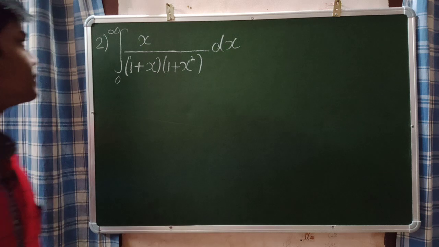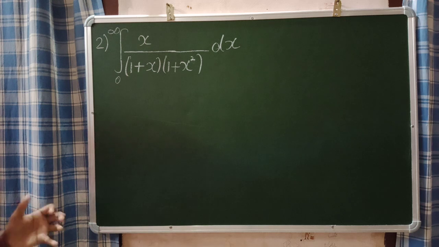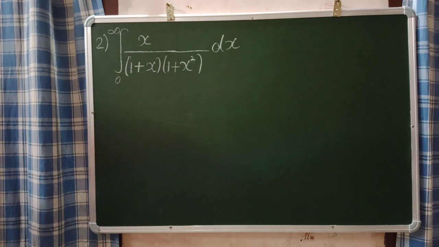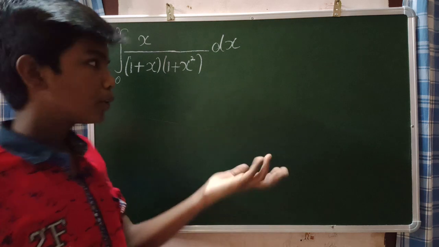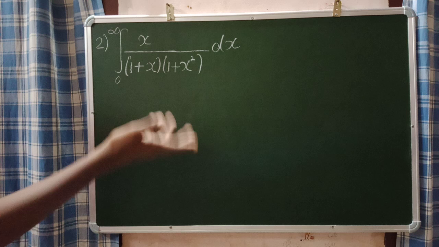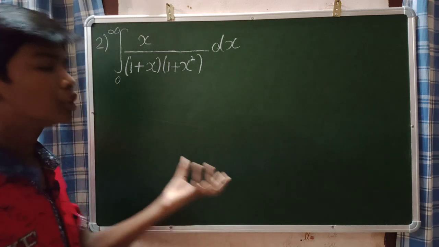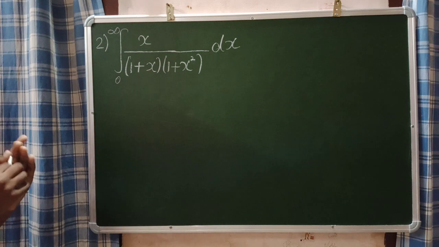Our next question is the integration of x divided by (1 plus x) into (1 plus x square) dx from 0 to infinity. Guys, the options for this question are in terms of radians, because I could not write the options in the slide, so I am saying the options are in terms of radians. So how to solve this question, guys?